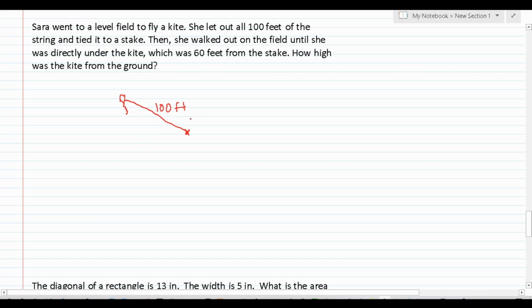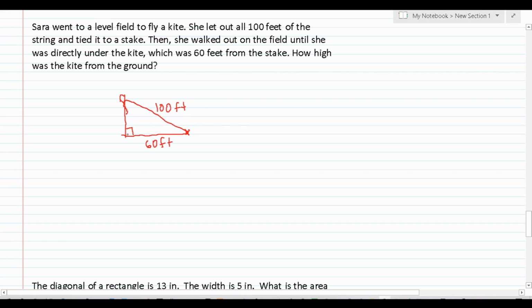And then it says she walked 60 feet to be directly under this thing. So she walked this way. Let me fix that. She walked 60 feet to be directly under the kite. And we want to know how high the kite is from the ground. In other words, we want to know what this distance is going to be. And as we can see, this makes a right triangle, which is great because now we can use the Pythagorean theorem to solve this.